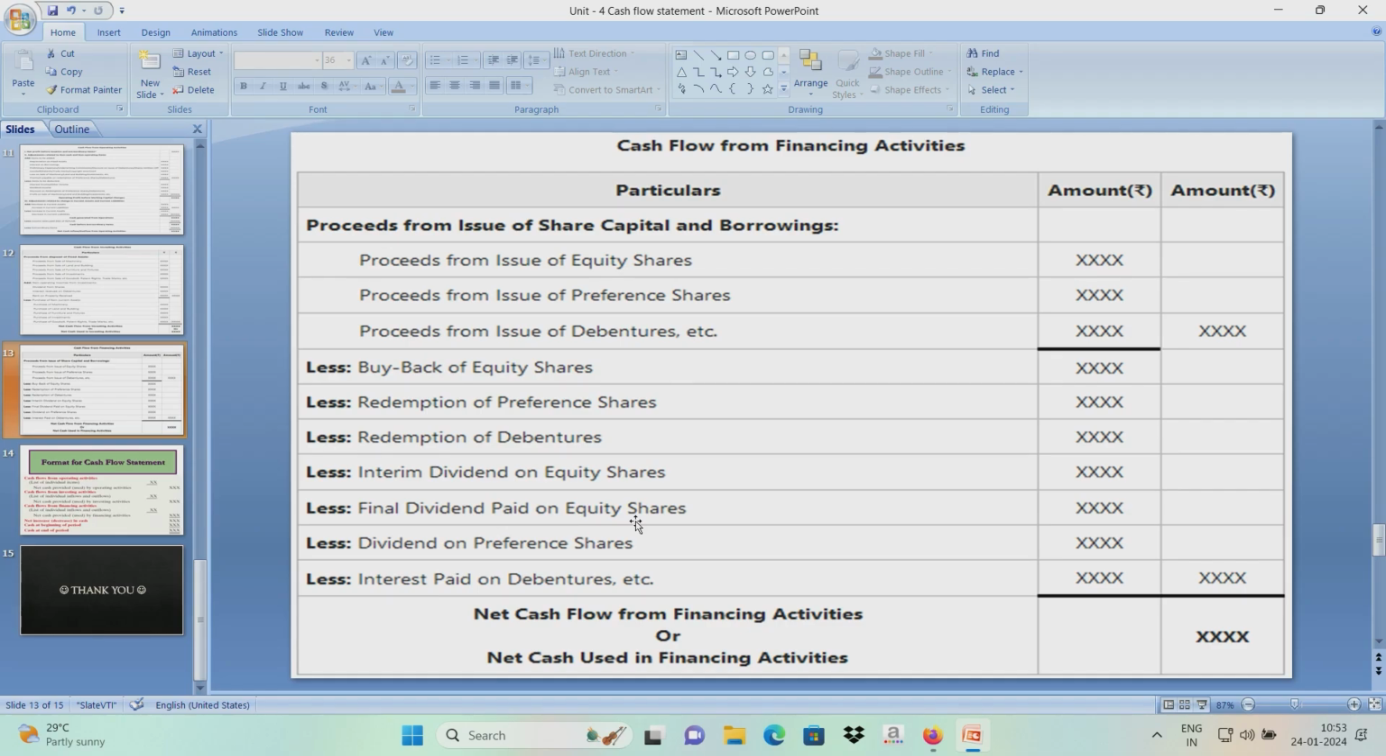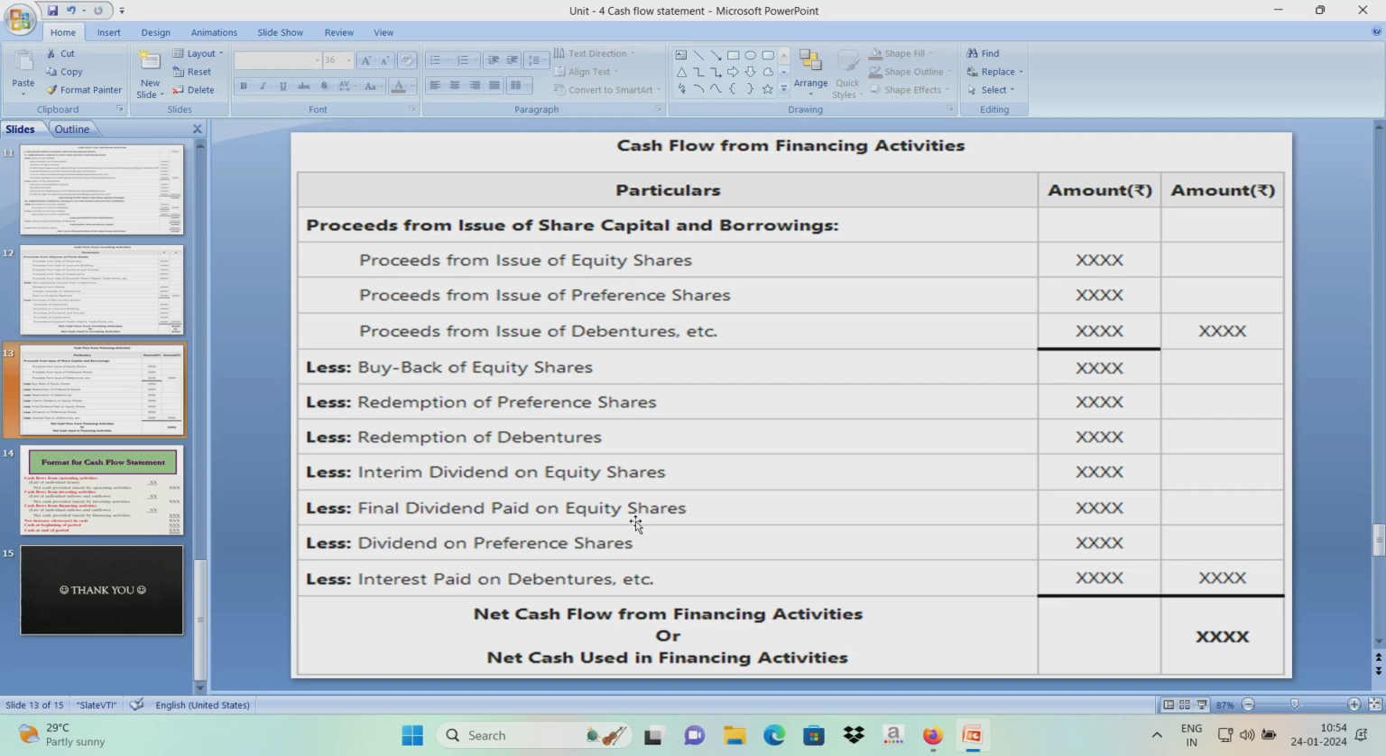Next is cash flow from financing activity. We need to start from the proceeds from issue of share capital and borrowings. So any kind of issue made on equity shares, preference shares or debentures we need to record first. After that we have to subtract the buyback of equity shares, redemption of preference shares, redemption of debentures, interim dividend paid on equity shares, final dividend paid on equity shares, dividend paid on preference shares, interest paid on debentures, or any interest paid on bank loan, etc.